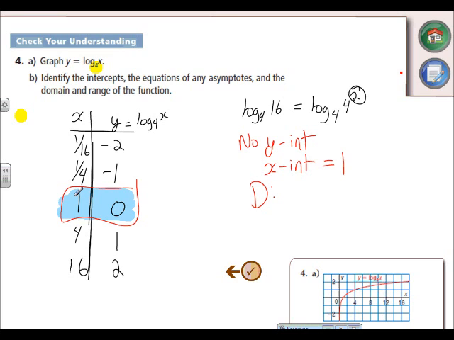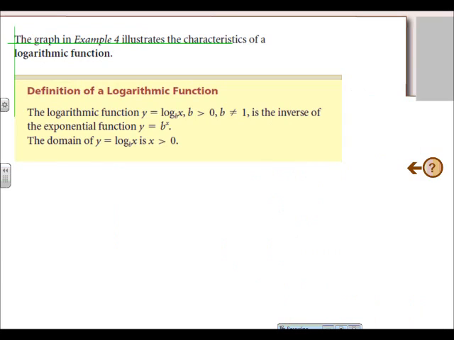Our domain. We know that the domain was everything to the right of our y-axis. So we've got x is greater than 0. Our range. Our range, we can have any y values. It's all real numbers. And the last thing, just to identify, we have to identify where is that asymptote. We know that the asymptote is the y-axis. So asymptote at x equals 0.